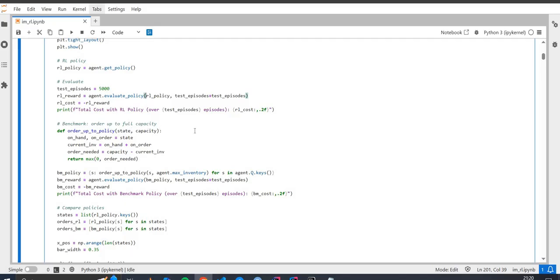But of course, reinforcement learning only makes sense if it actually beats a traditional approach. So we set up a benchmark policy, and what is that? The order up to policy. This is a common inventory management strategy where we always order up to full capacity no matter what the demand is. We evaluate this policy in the same way and compare the total costs.